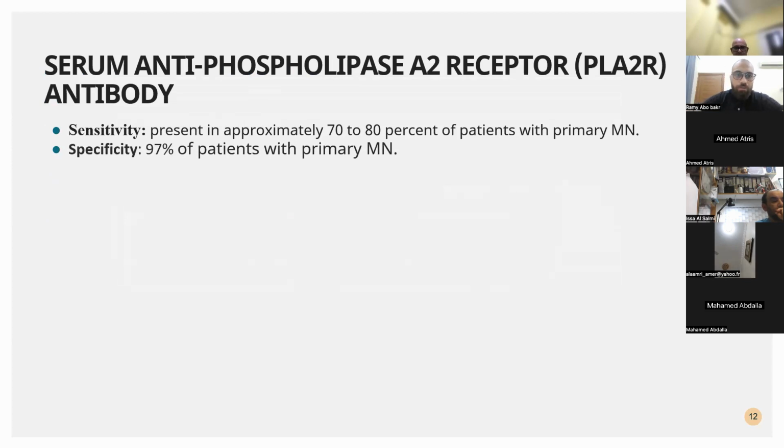And again, I just wanted to take one to two seconds to focus on the terms sensitivity and specificity. The meaning of 80% sensitivity is that you still have 20% who can be diagnosed as primary membranous, but the test is negative. Specificity is around 97%. This means you still have 3% who can present with anti-phospholipase receptor antibody positive, and it's not primary membranous, it's secondary membranous.